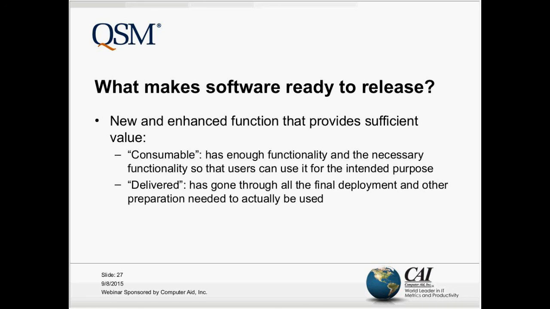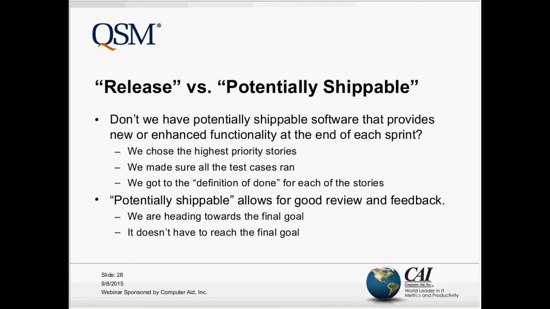This brings us back to the term that's sometimes used, potentially shippable. Don't we have potentially shippable software ready at each iteration? We chose the highest priority, presumably highest value functionality to add to each sprint. We tested and we have high quality working software. Doesn't this mean that the software at each sprint is ready to release? Well, remember the purpose of the software at each sprint. It's to see that we made progress and to get good feedback on that progress and learn from what we've done. While we are making progress towards a consumable release at each sprint, we've not necessarily gotten there yet.